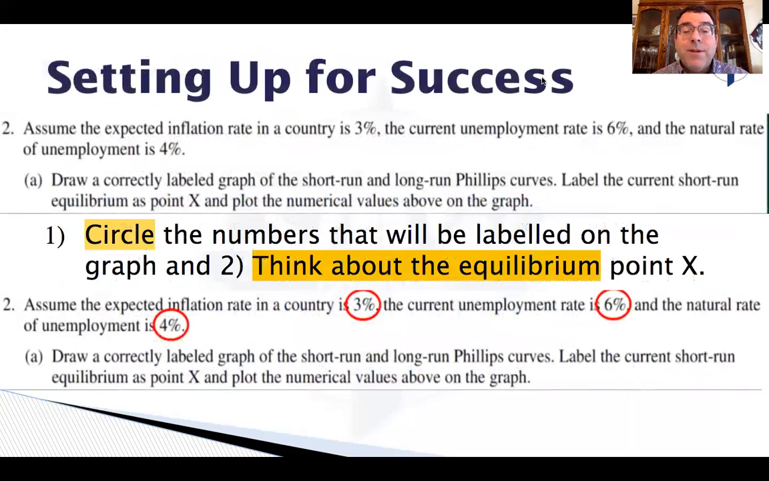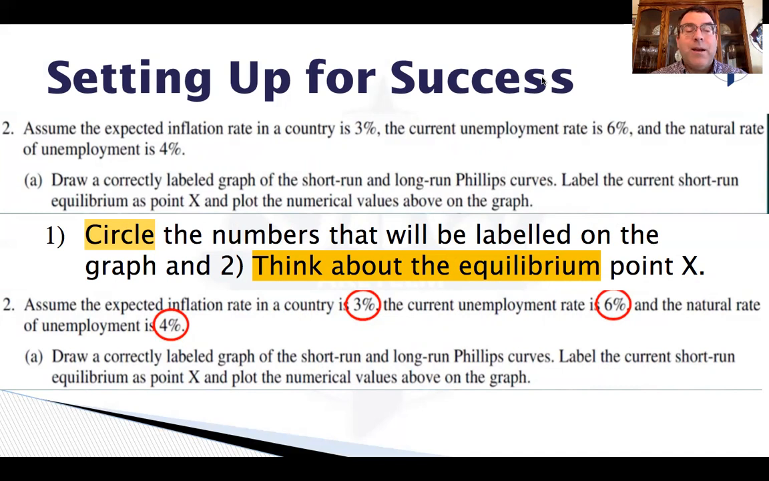All right, so how do we set up for success? Get on the road to a 5. This is question 2 from set 1 from the 2019 macro AP exam. Assume the expected inflation rate in a country is 3%, the current unemployment rate is 6%, and the natural rate of unemployment is 4%. Draw a correctly labeled graph of the short run and long run Phillips curves. Label the current short run equilibrium as point X and plot the numerical values above on the graph.